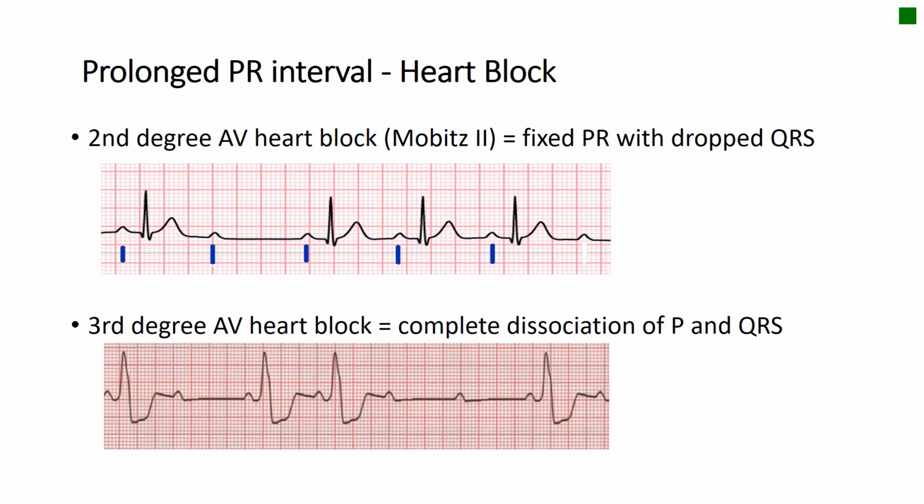The third degree heart block is there's no association between the P and the QRS complex. They're completely random, and there's no obvious pattern to when a QRS comes in, and that's complete heart block, and that's worrying, and that patient needs a pacemaker as soon as possible.